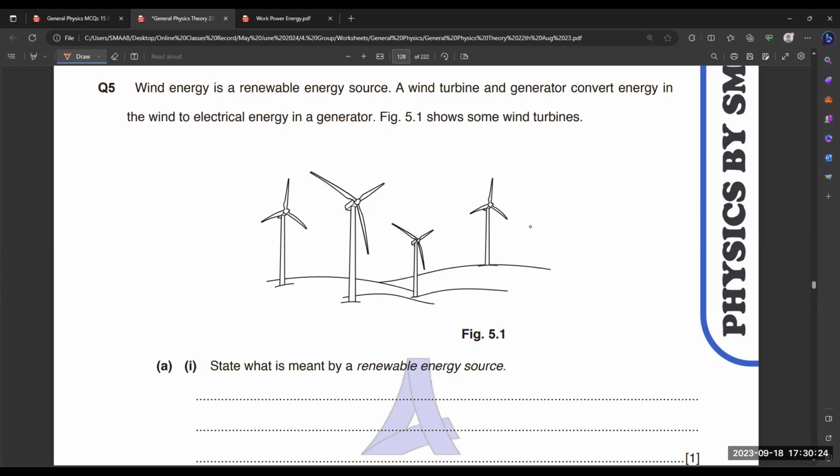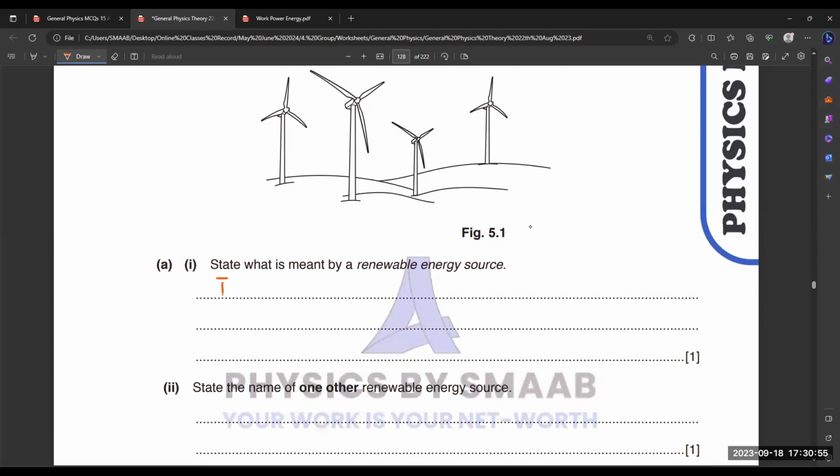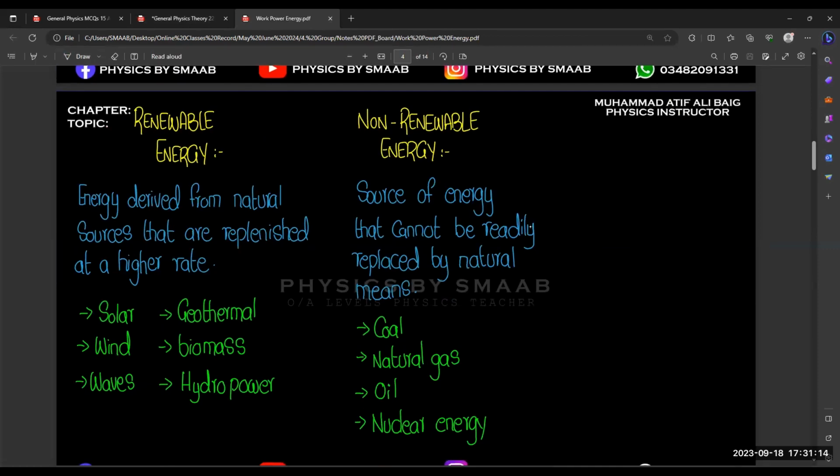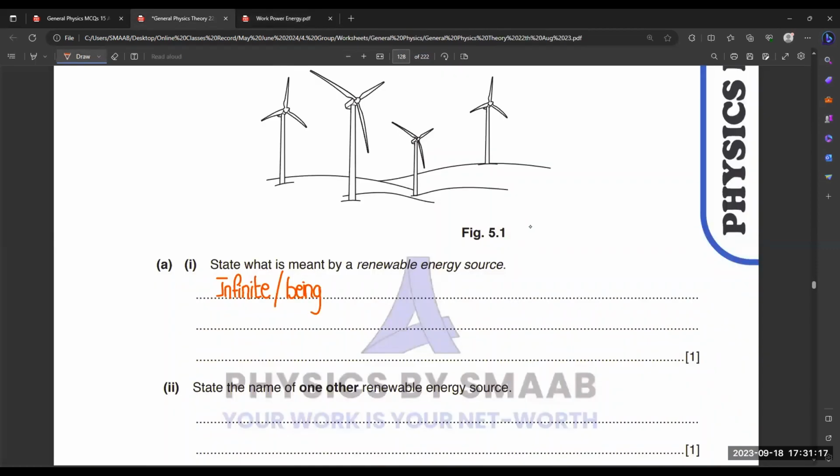So renewable energy source is when the energy can be replenished at the rate it's being used. Okay, good. So the first thing is you have to define the renewable energy source, right? And the question is for 1 mark. So simply you just need to copy paste the definition, right? That we already discussed. So no issue in the first part. Renewable energy source is an energy source which is produced as much as it's taken away from the environment, or something like that. So you may take the reference from that definition: energy derived from natural sources that are replenished at a higher rate. Okay. So that's why I'm not writing in detail again.